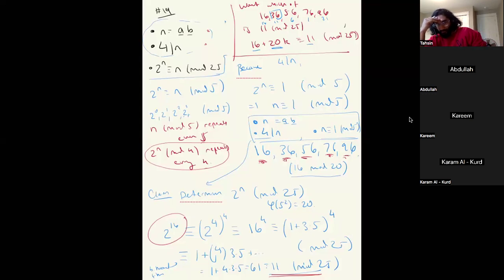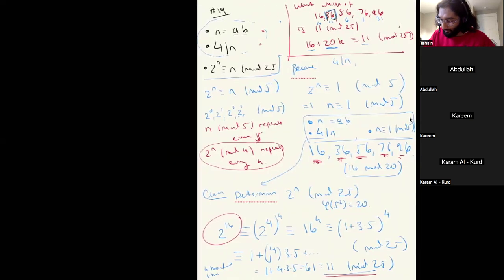Yeah, maybe it'll be more clear as we do some, maybe. Okay, good. Okay, so the point of all this is that the number 36 works. I hope the explanation is clear.